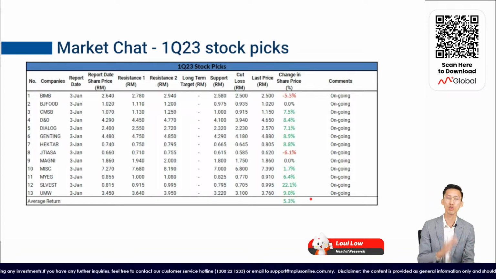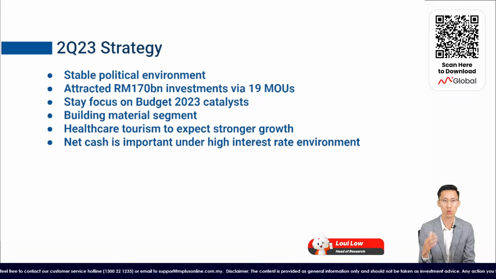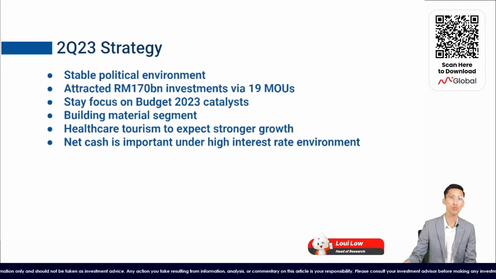So this methodology has been used for 3 quarters, and this quarter itself, we also have our strategy to say that our political environment is quite stable after GE15, since the unity government has been formed, and recently our PM went to China, and he has attracted more than 170 billion of investment via 19 MOUs, and that is a very good sign. Although MOUs can be cancelled any time, at least it shows interest that the China side is willing to put some investment into Malaysia, and that should get the ball rolling for this year.